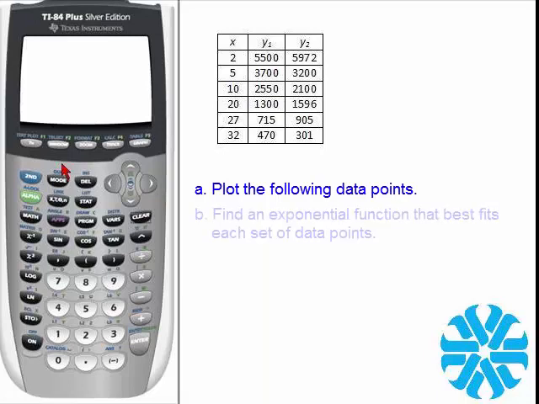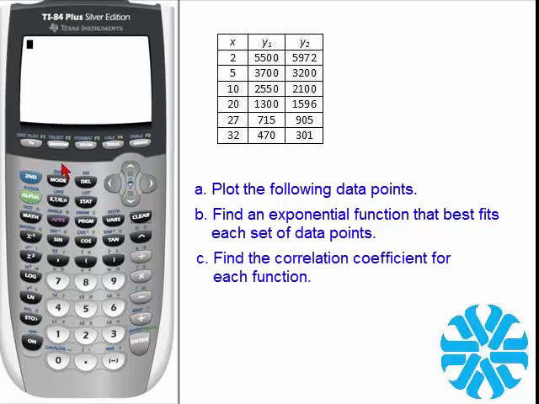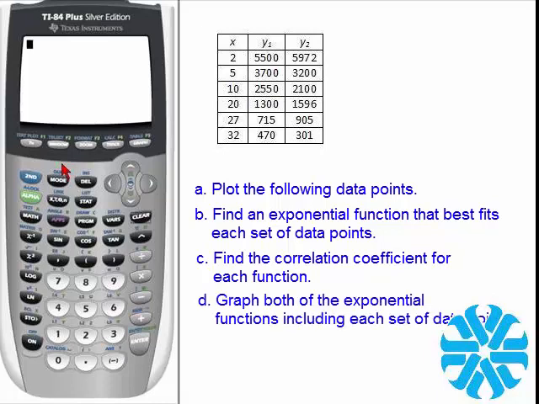And then part B, we would like to find an exponential function for each set of data points. So in other words, we want to find an exponential function for x and y1 and then for x and y2. And of course we're going to find the correlation coefficient for each of those functions. And then we would like to graph both of the exponential functions, including the set of data points. Alright, so there's a few things that we need to do here.